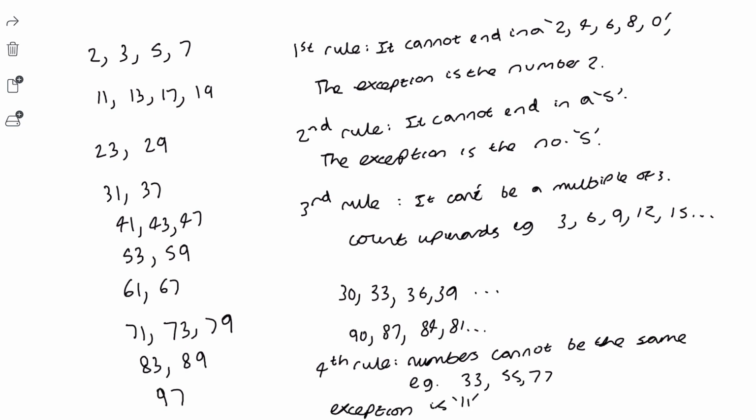So today we've covered how to find out which numbers are prime between 1 and 100. There are 25 prime numbers in total, and here are 4 rules to help you distinguish which numbers are prime and not prime.